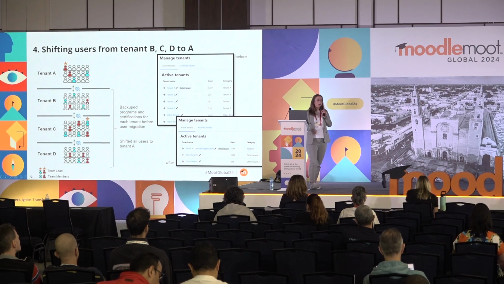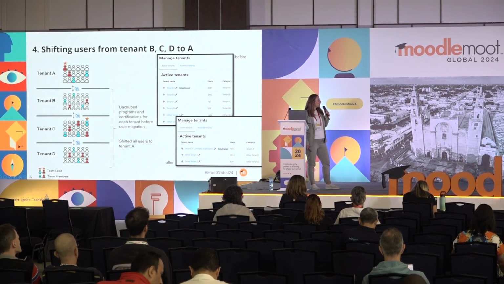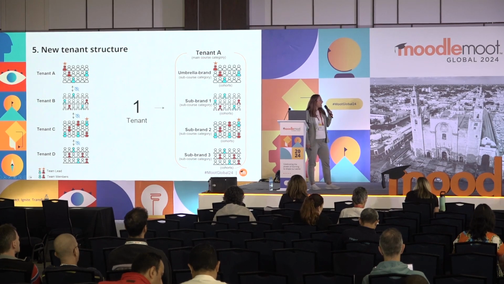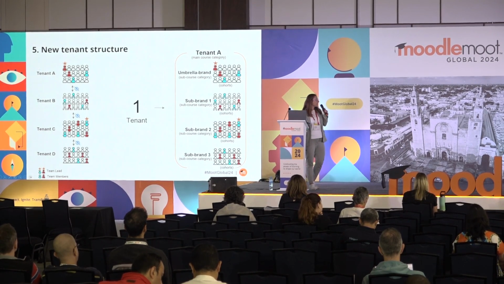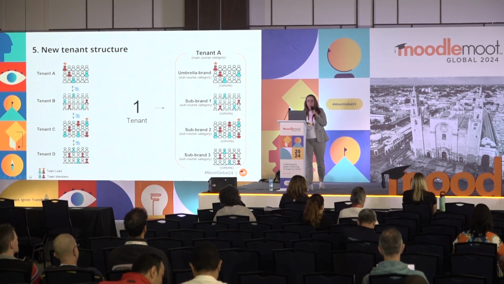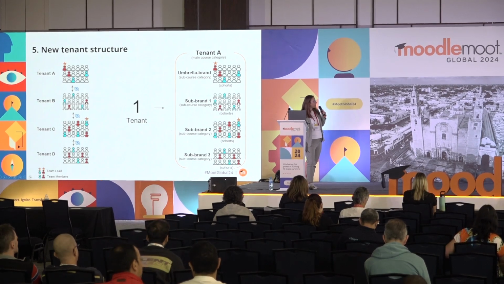Shifting the users was quite easy and with no problem. We just used the user management tool to move all the users from one tenant to the other. And after the migration, the new tenant structure looked like this. Before, on the left side, we still had the separate tenants. And after, we had just one tenant with the umbrella brand and sub-brands 1, 2, and 3. We can see here as well, tenant A has the main course category, and the sub-brands are located as sub-course categories within tenant A.